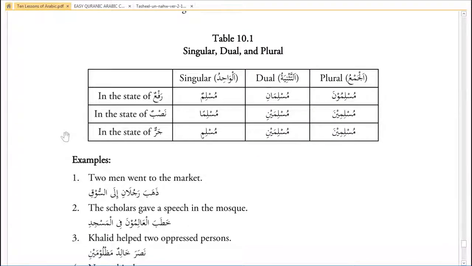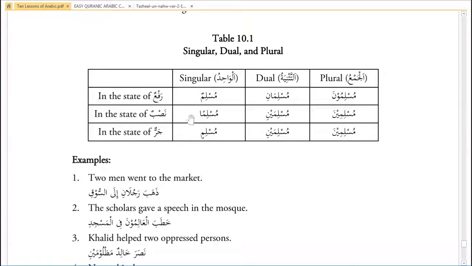And here I will show the table with the word muslimun. In a state of rafa, wahid will be muslimun, tathniya will be muslimani, and jama will be muslimuna. In a state of nasab, it will be musliman, تثنية مسلمين and جمع مسلمين. Instead of جر it will be مسلمين, and the تثنية will be مسلمين and the جمع will be مسلمين. So instead of نصب and جر, تثنية and جمع are the same.